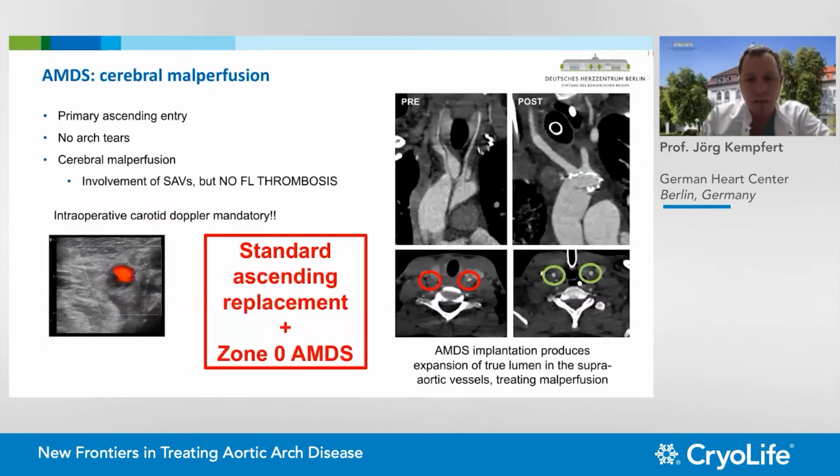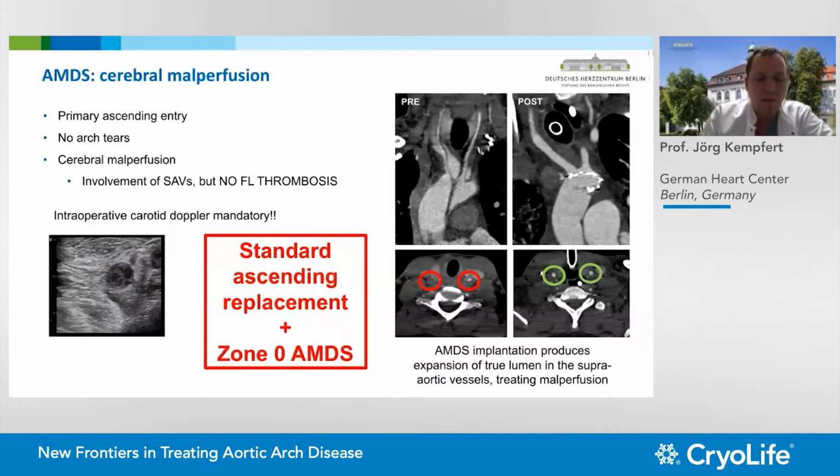Now things get a little bit more complicated. Again, tear only in the ascending, no arch tear. This time again malperfusion, but affecting both carotid arteries. So whenever the carotid arteries are affected, we think it's critical to discriminate whether or not there is false lumen thrombosis. And this can be nicely done by intraoperative Doppler, as can be seen here.